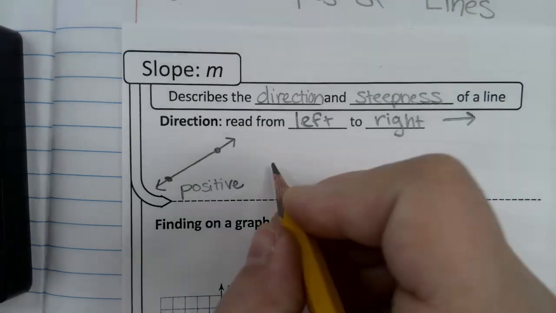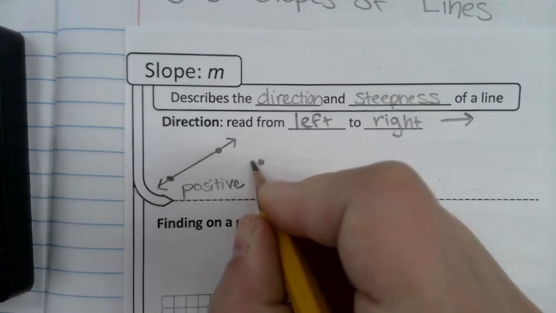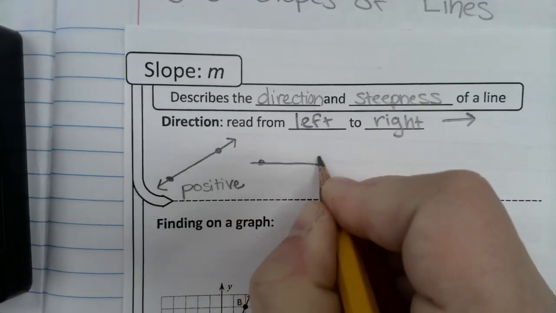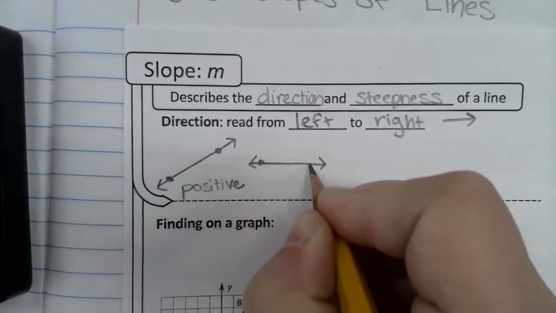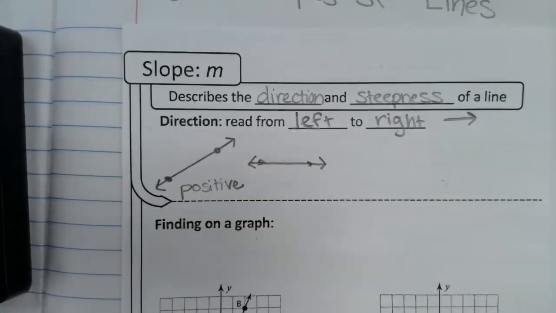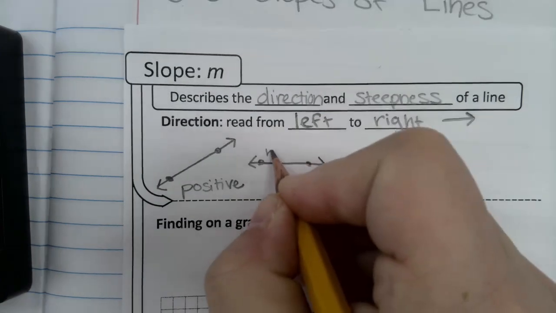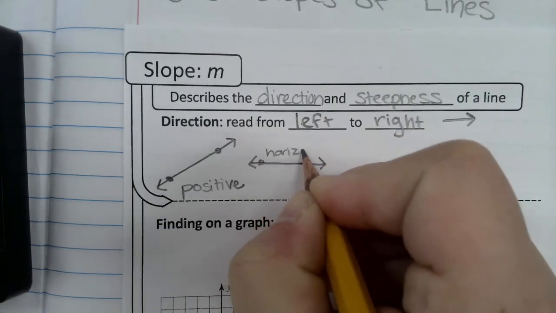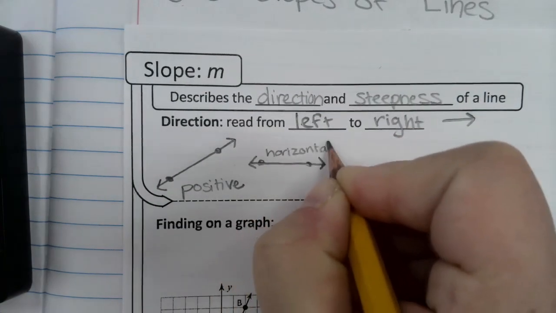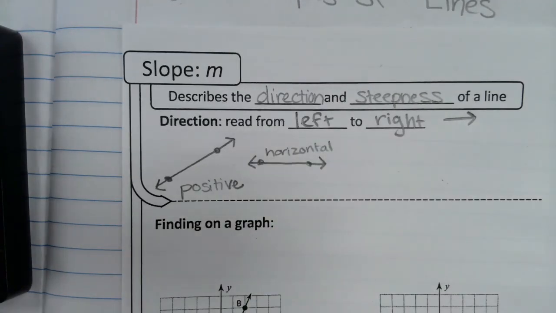Okay. What if it's going straight across? It's not going up, it's not going down. It's a horizontal line. You need to write that there, horizontal. That's the name of the line type.